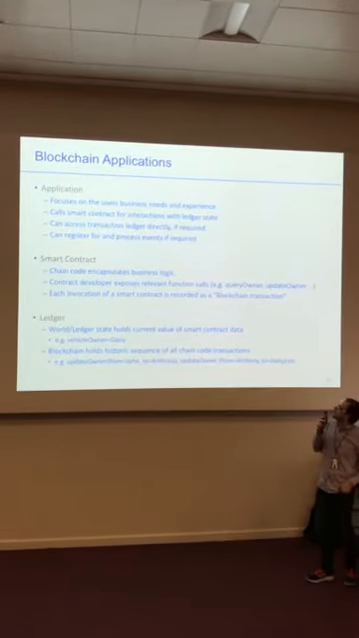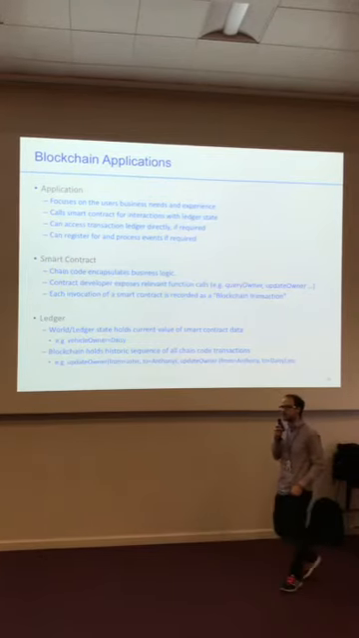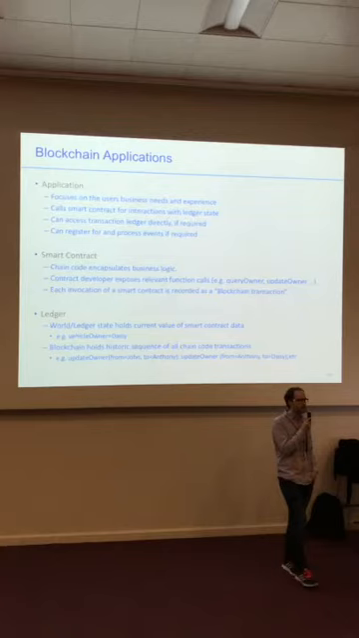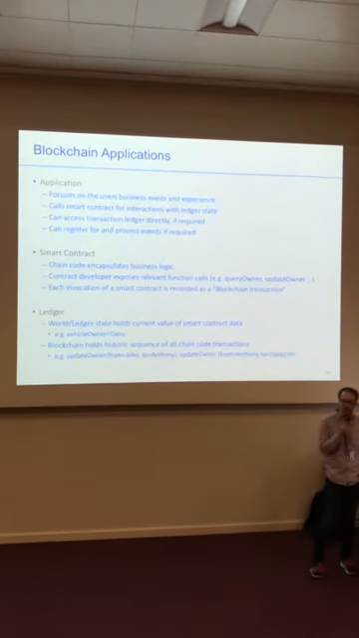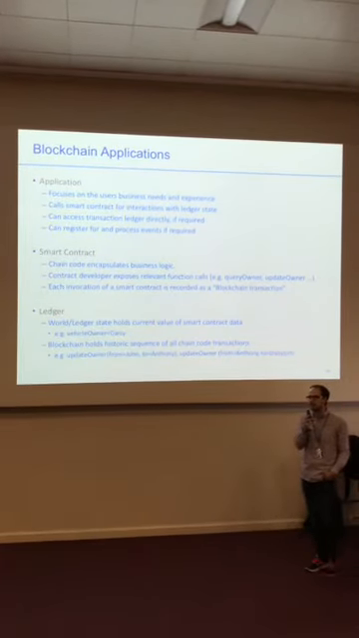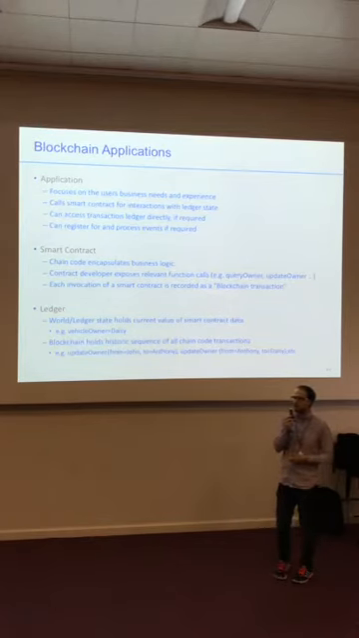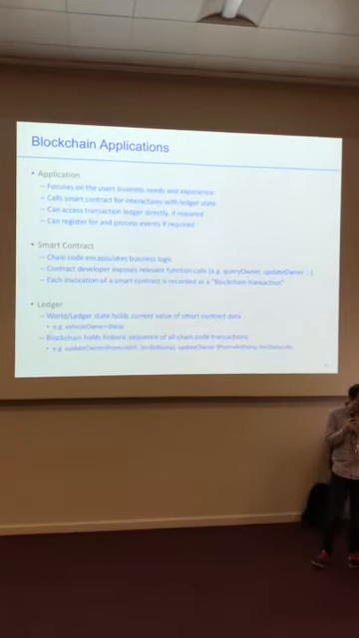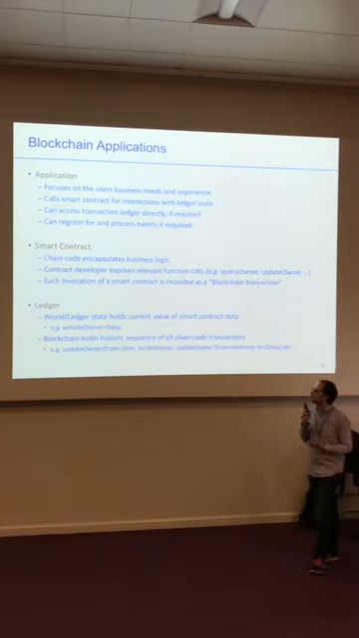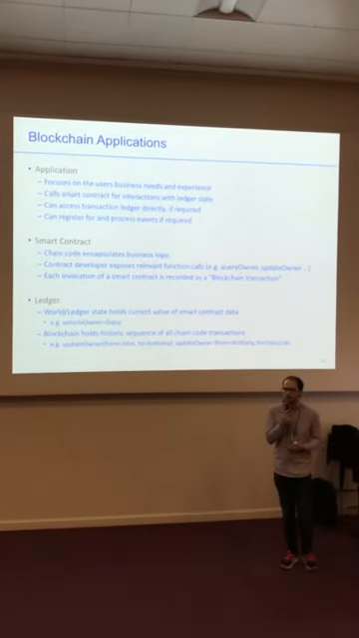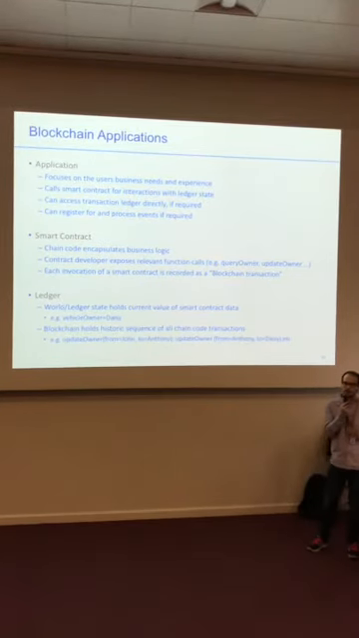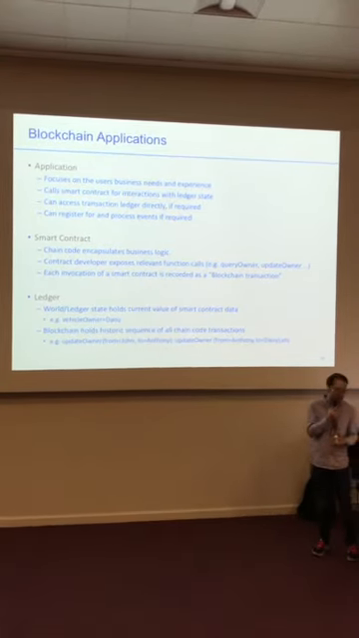Just to summarize, the application focuses on the user's business needs, so they don't care about the smart contract, they care about transferring cars, registering new cars, etc. The smart contract focuses on the business logic, so am I permitted to create a new car in the database? Am I permitted to read all of the cars from the blockchain? The ledger holds the state of the data on the blockchain, the current state, whereas the blockchain itself holds the sequence of all the transactions that were submitted to the blockchain.